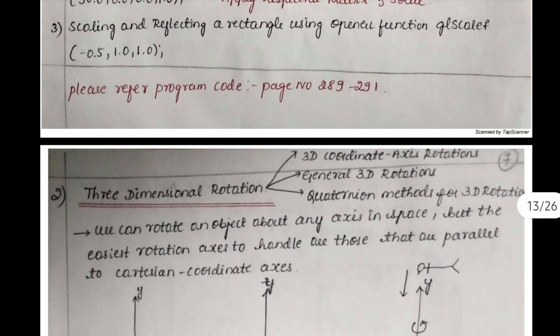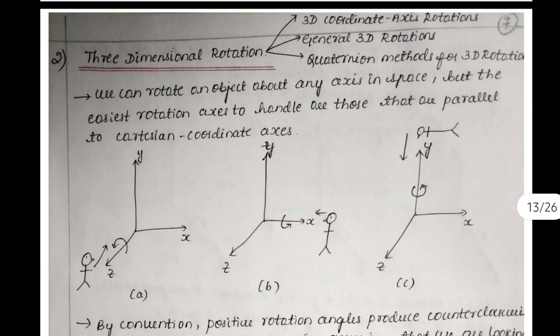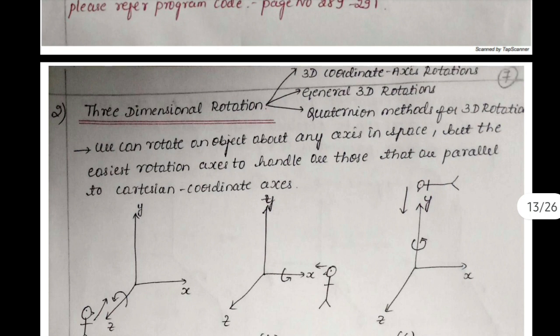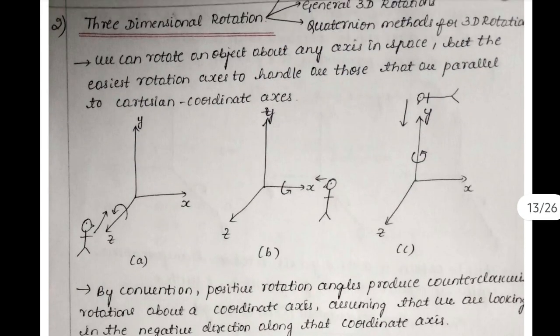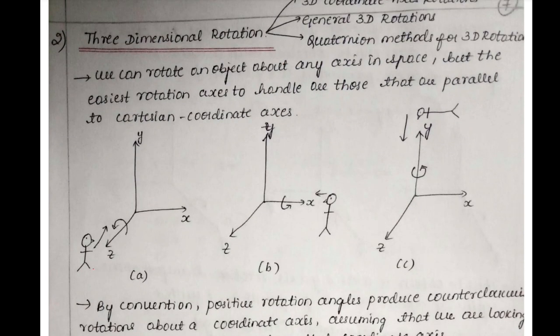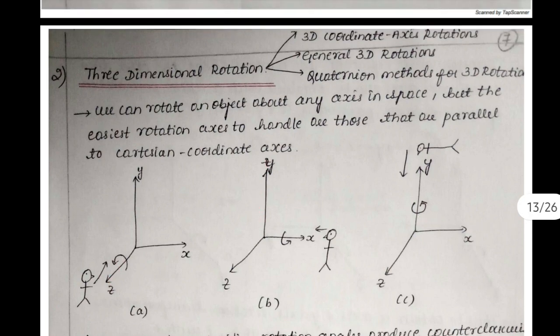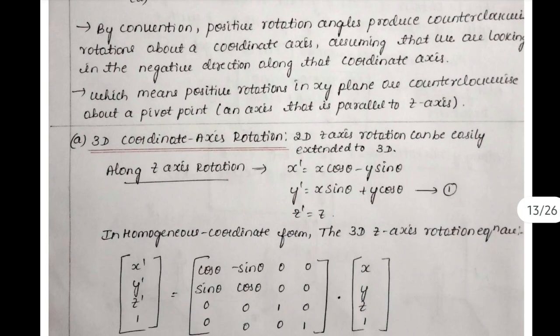Okay, so let's discuss the remaining topic, which is the second one, which I had left out while discussing this one. So that is three-dimensional rotation. In three-dimensional rotation, there are 3 types of rotation: 3D coordinate axis rotation, general 3D rotation, and quaternion methods for 3D rotation. The last one is the most important one. So what's happening here is you can rotate the object with respect to x-axis, y-axis, or z-axis. So that's what the 3D coordinate axis rotations are. With respect to which axis you are rotating, that matters.